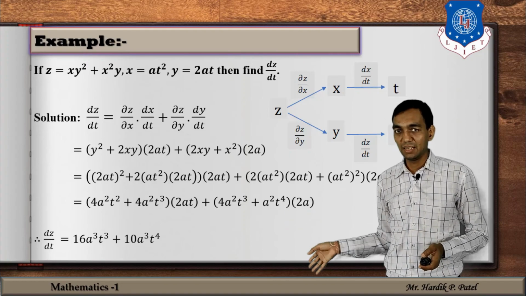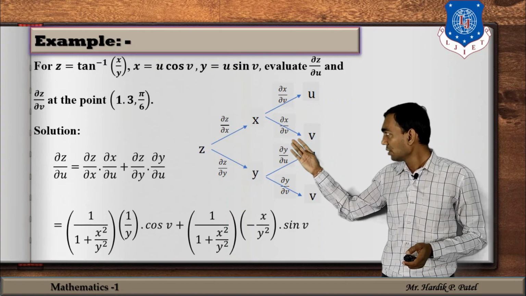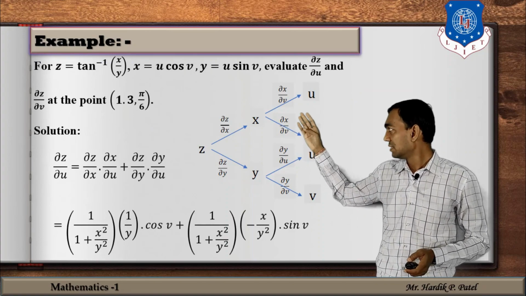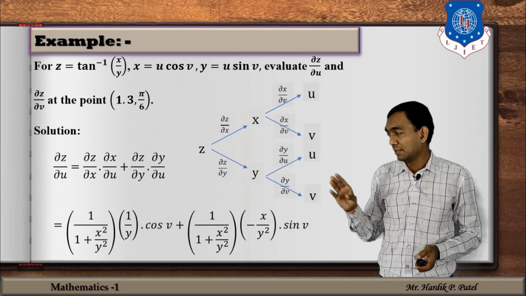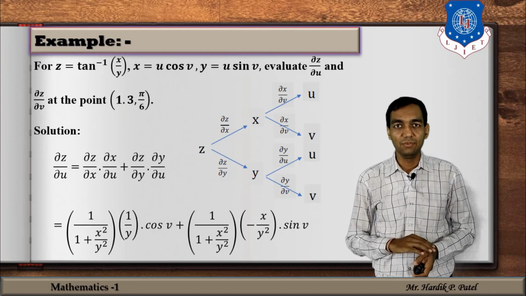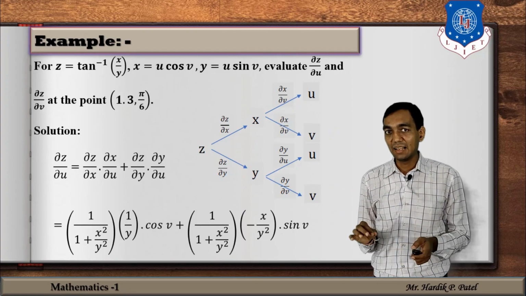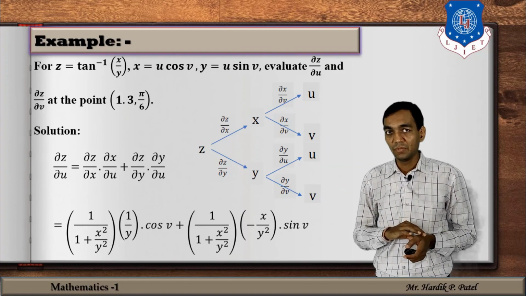Okay, so this is the final answer of dz by dt. Now we are going with another example. If z is a function tan inverse of x by y, and x is equal to u cos v, y is equal to u sin v, that means at last z is a function of 2 variables u and v, correct?